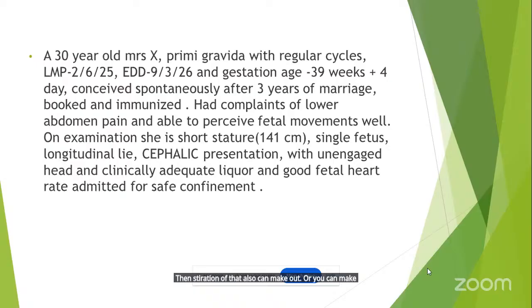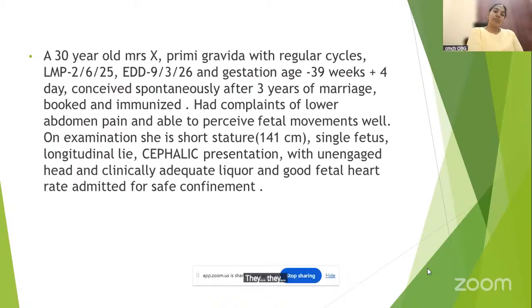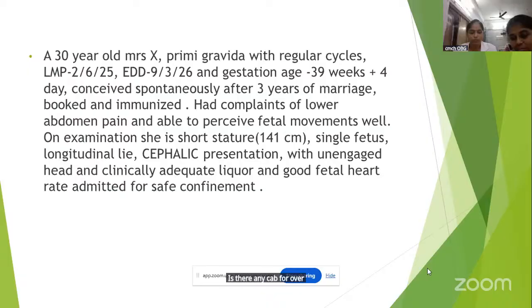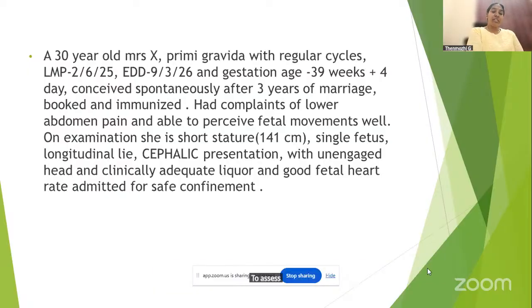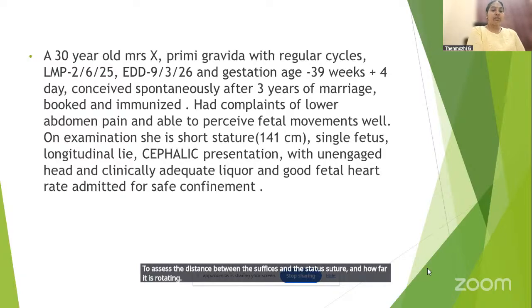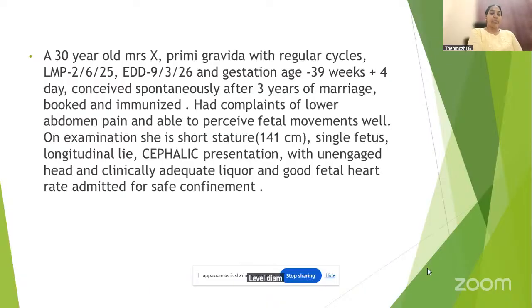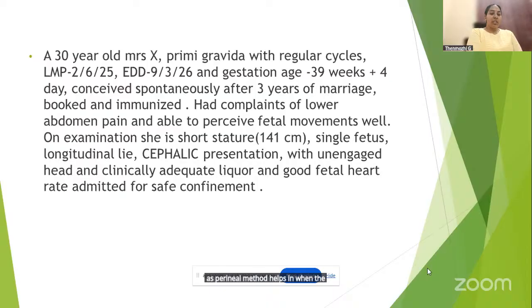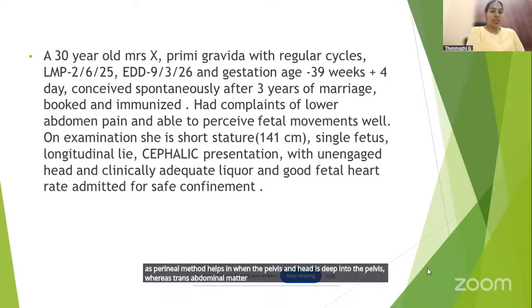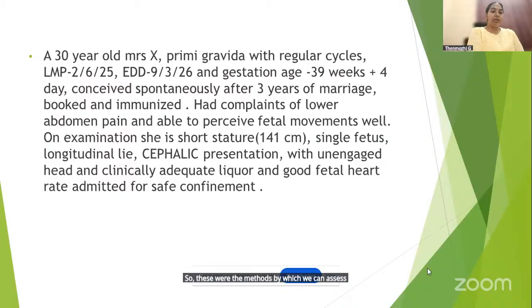How can you make out station of the head? Overriding and rotation of the head can also be assessed. There are diameters to assess the distance between the symphysis and the sagittal suture, and how far it is rotating. You go and read, verify. There are four diameters for this assessment. Abdominal and transperineal methods are there. The transperineal method helps when the head is deep in the pelvis, whereas the transabdominal method helps before labor or in early labor. These are the methods by which we can assess the progress of labor and any rotation.